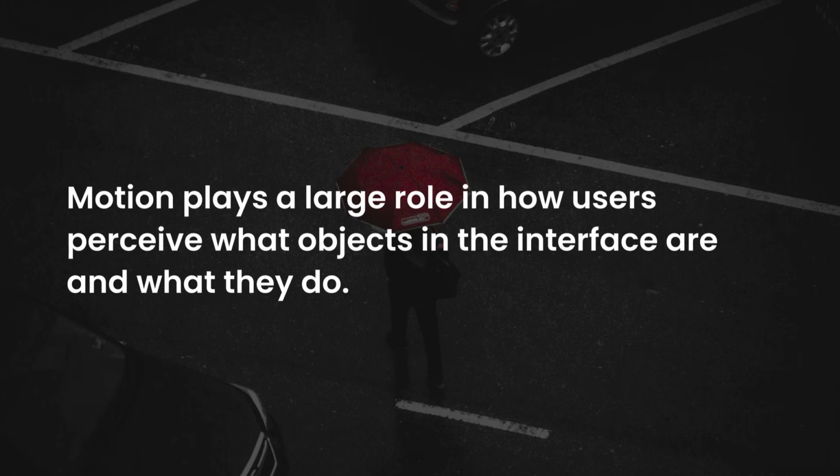So with that being said, motion plays a large role in mental models and specifically in how users perceive what objects in the interface are and what they do. Motion does this by using our existing mental models or by creating new ones. And motion can do this by using a combination of 3 different methods.